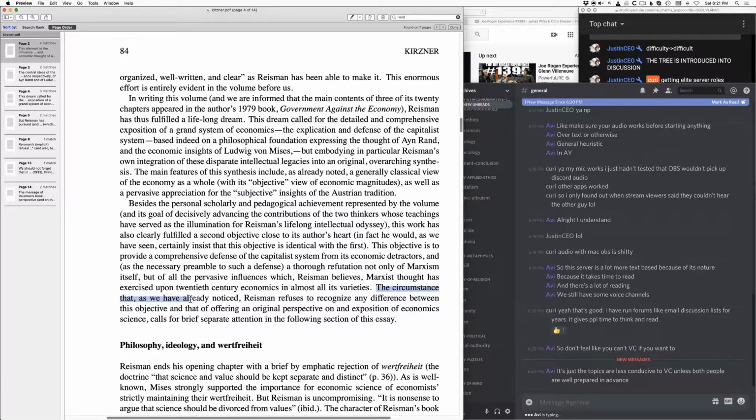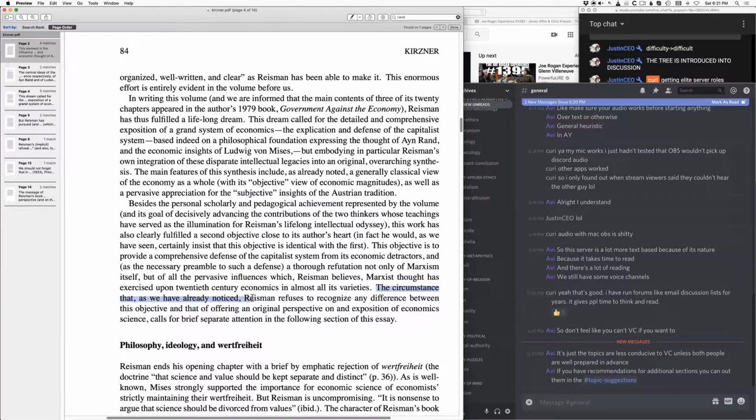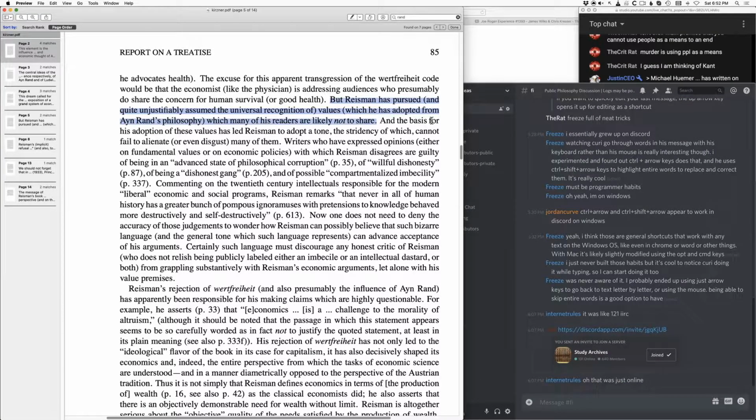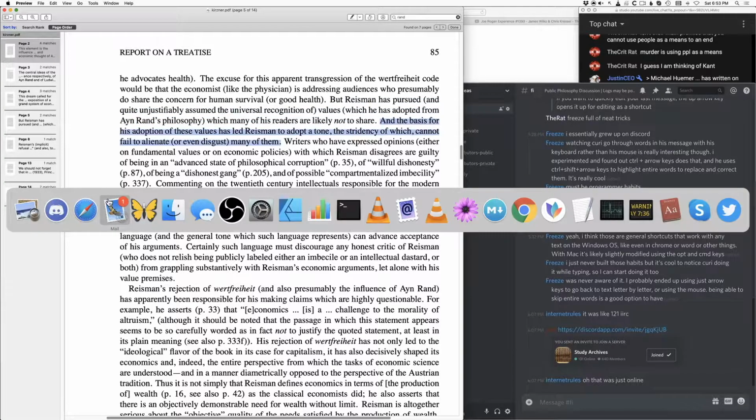He's so pretentious. "The circumstance that, as we have already noticed, calls for brief separate attention in the following section of the essay. The basis for his adoption of these values has led him to." The basis of the adoption of values is not the values themselves, it's the reason he adopted them, which is allegedly loyalty, maybe? That's what he was saying earlier, which is kind of a smear. Oh, this comma's wrong. "The stridency of which, comma, cannot fail to alienate," which is completely false, by the way, he's exaggerating so much.